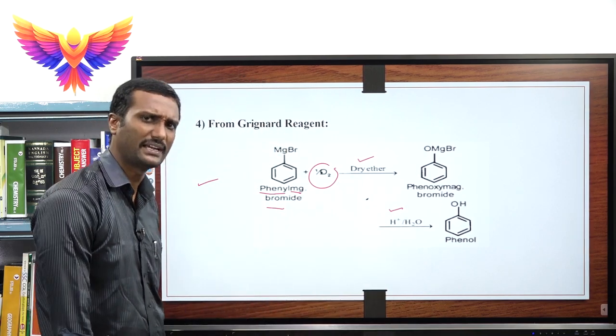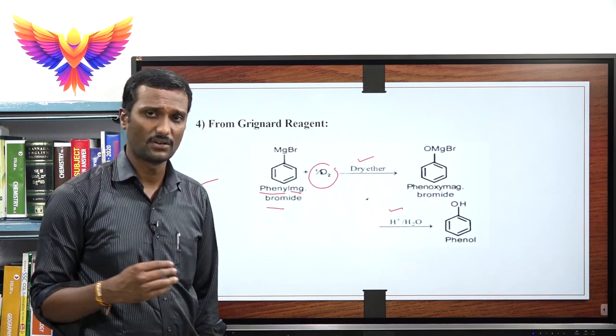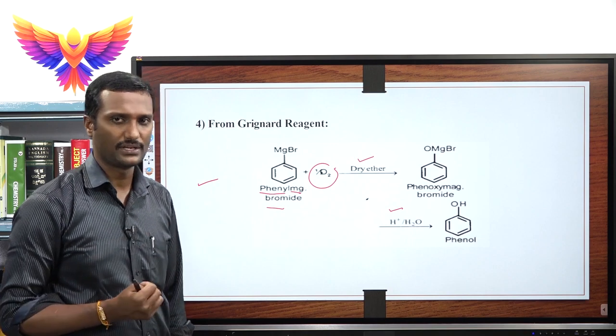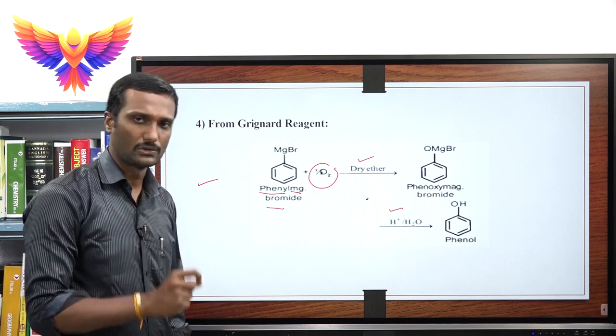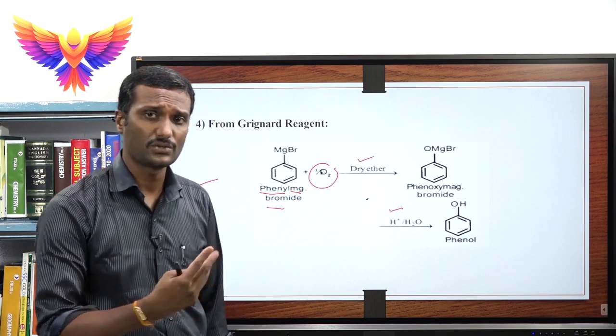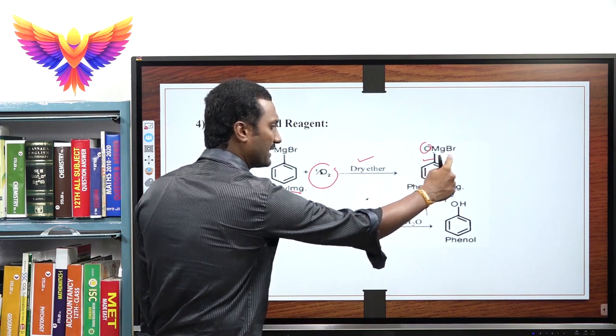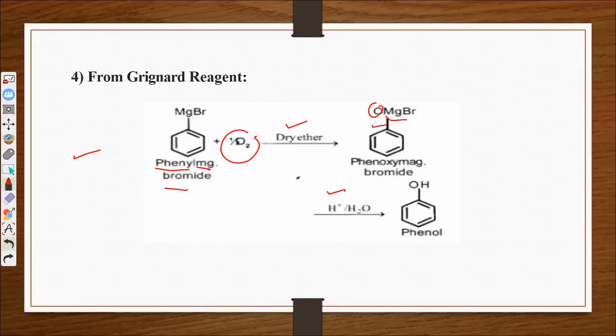This is also a very simple method. Try to remember how to get phenol from a Grignard reagent. Grignard reagent means in the place of the alkyl we are using an aryl group. Aryl means the benzene group. The phenyl magnesium bromide is oxidized to give phenoxy magnesium bromide. Acidified with water, you will get a phenol group.